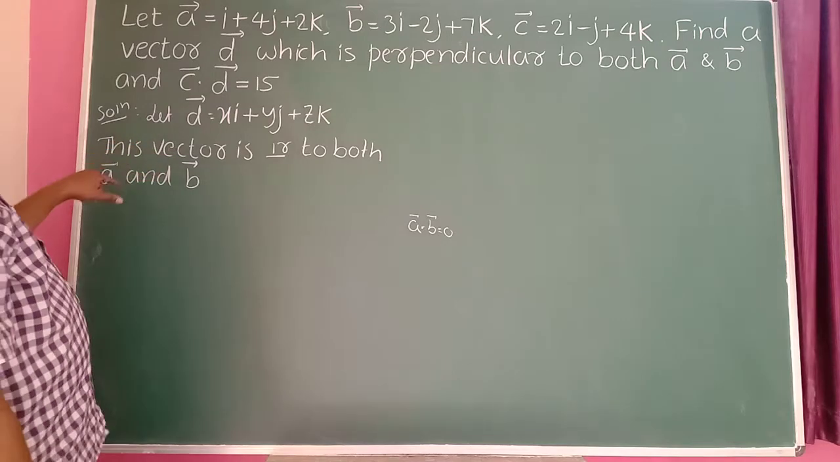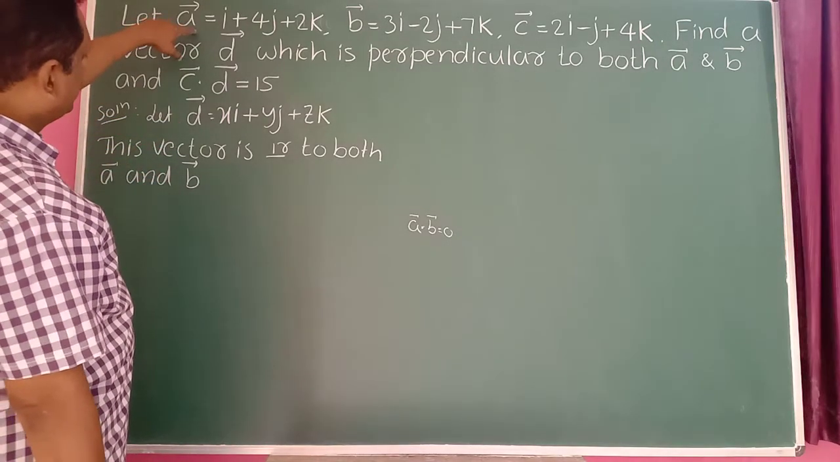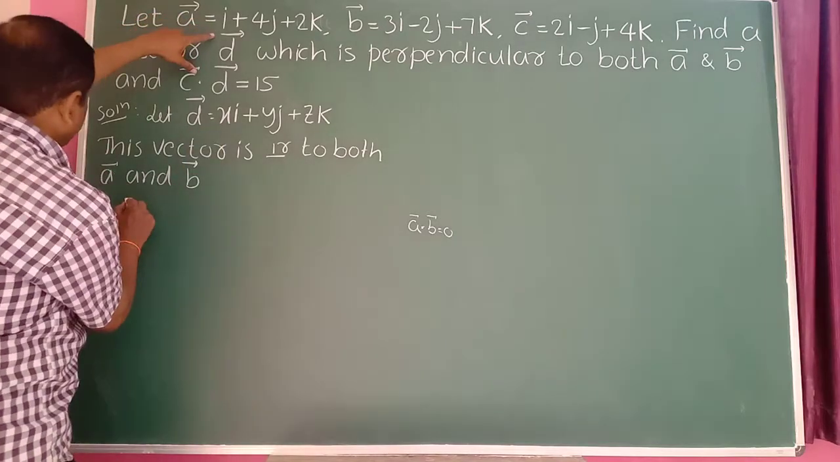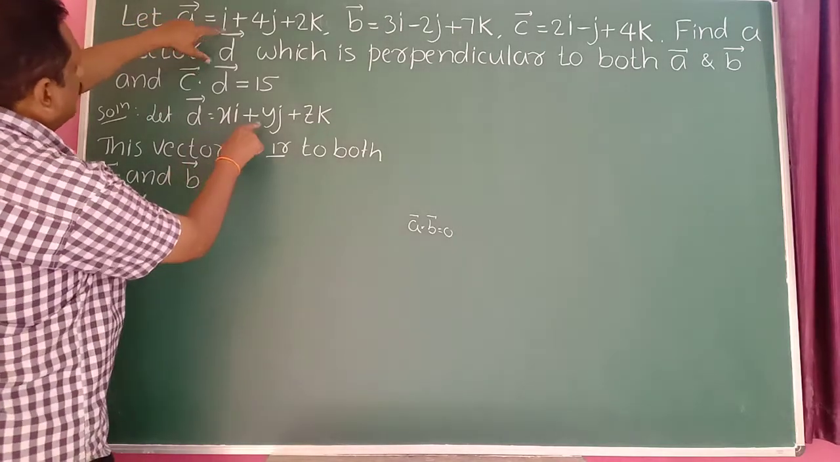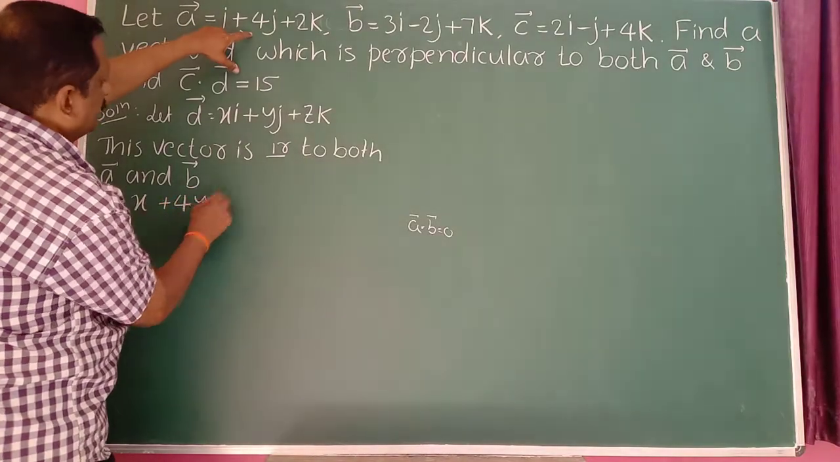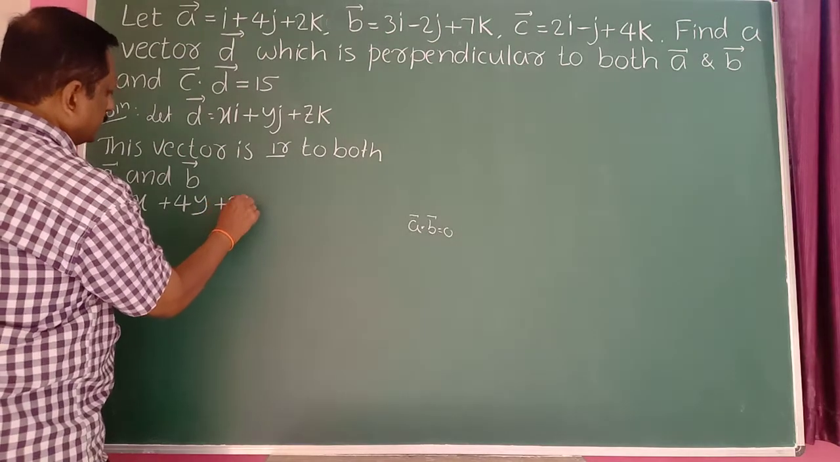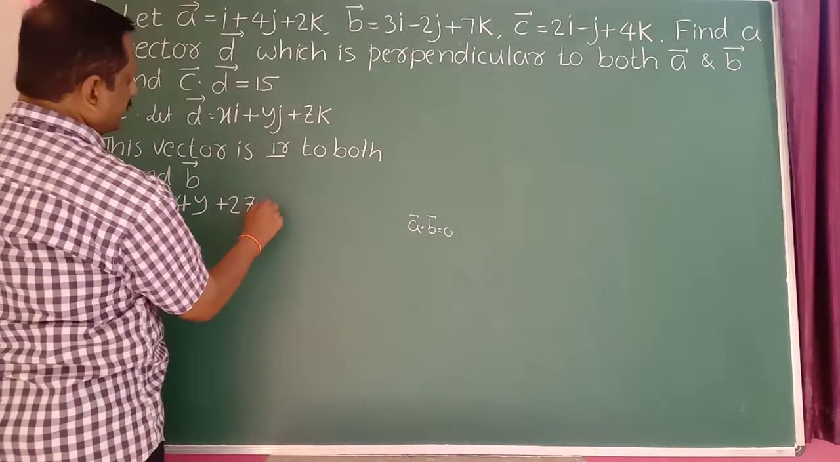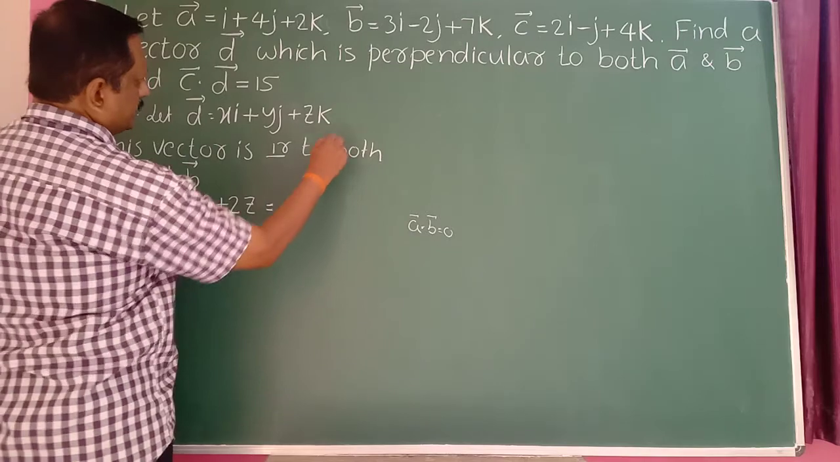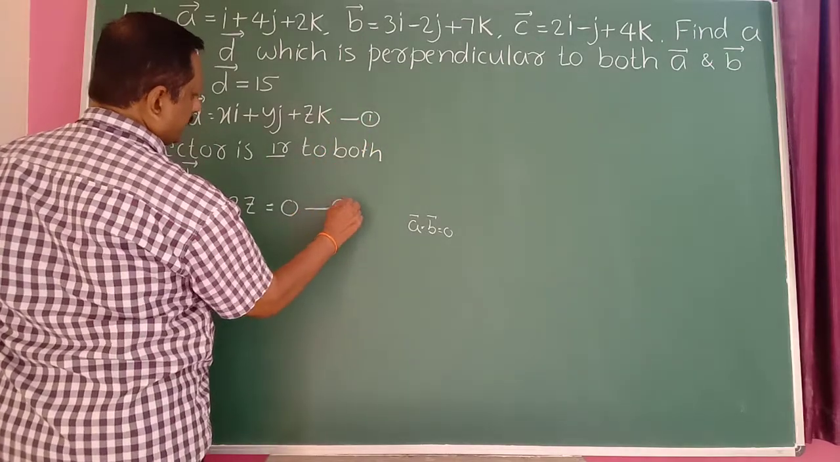Here the vector D bar is perpendicular to the vector A bar. Therefore, x into 1 becomes x, y into 4 becomes 4y, and z into 2 becomes 2z. Plus 2z. Okay, that is equal to 0. Take this one as equation number 2.